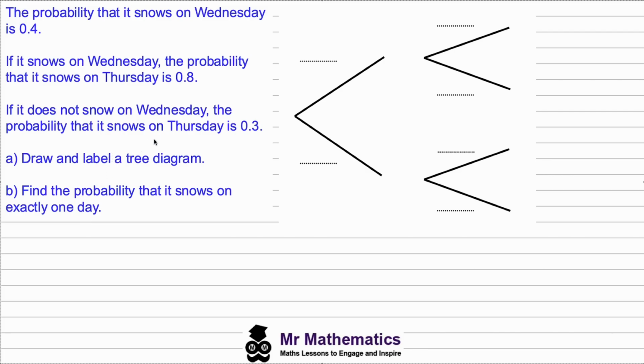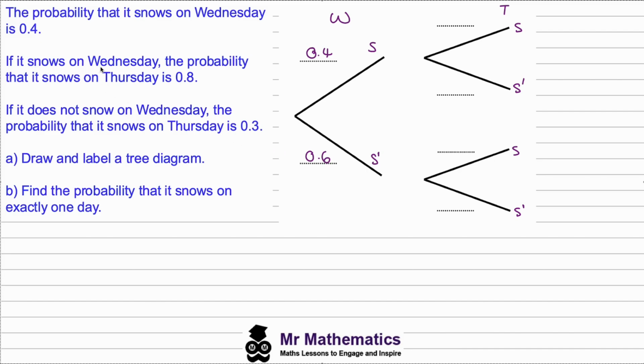Okay, so how did you get on? Well, if we label this one as Wednesday, and the next set as Thursday, and we'll have snow and not snow, we'll do this for both. Then we're told that the probability of it snowing on a Wednesday is 0.4, which means it not snowing on a Wednesday will be 0.6.